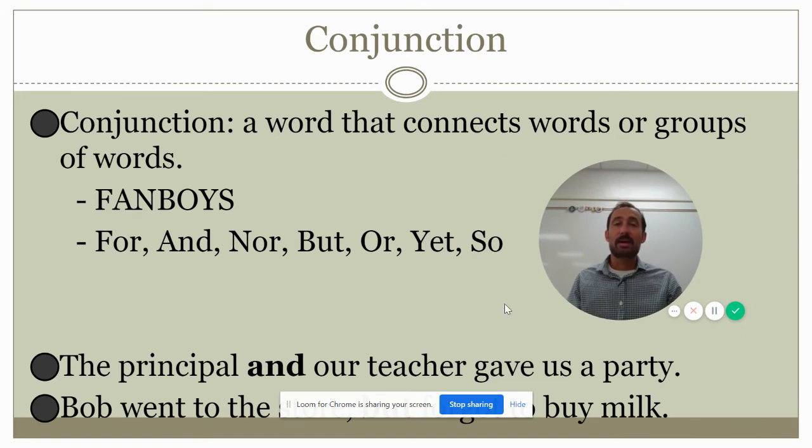The next one that we have are conjunctions. A conjunction is a word that connects words or groups of words. There's usually 4. Those are the basic ones. I used to remember this using the term fanboys. You have for, and, nor, but, or, yet, or so. Those conjunctions help connect a sentence.